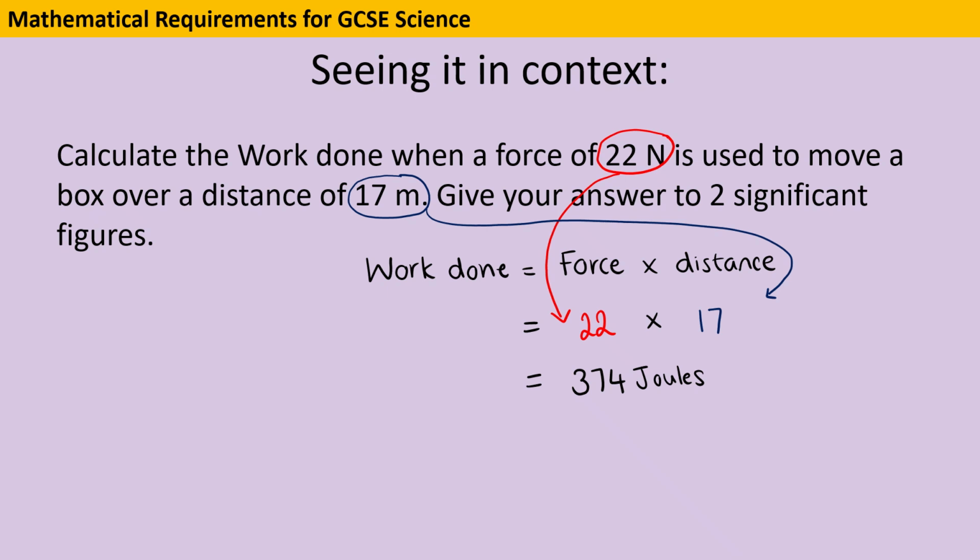Then we need to give it as 2 significant figures. So here we look at the third significant figure, which is the 4, and we see that that is less than 5. So therefore we're going to be rounding down, and we give our answer as 370 joules to 2 significant figures.